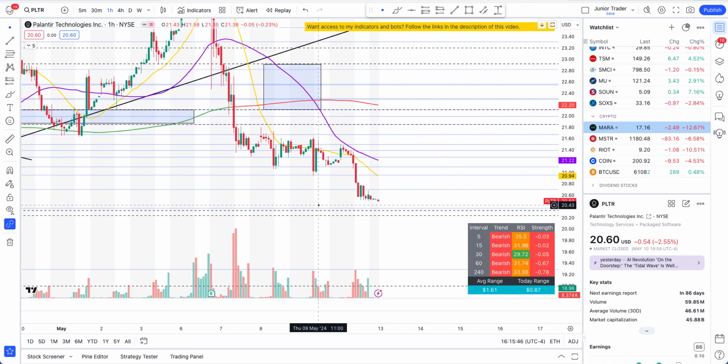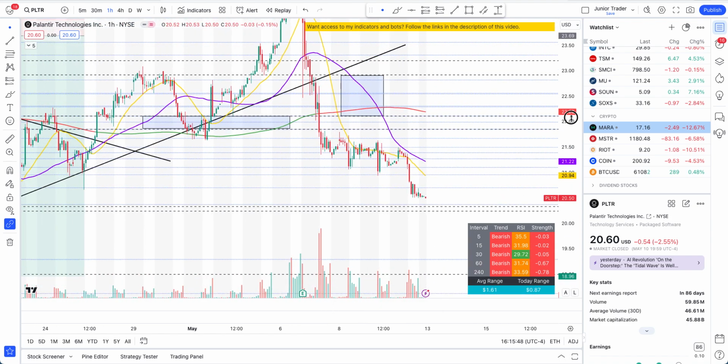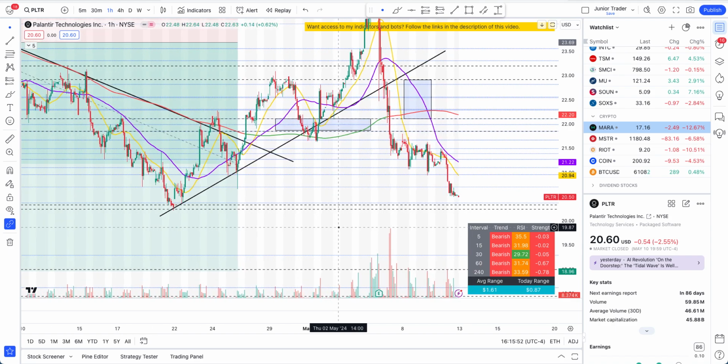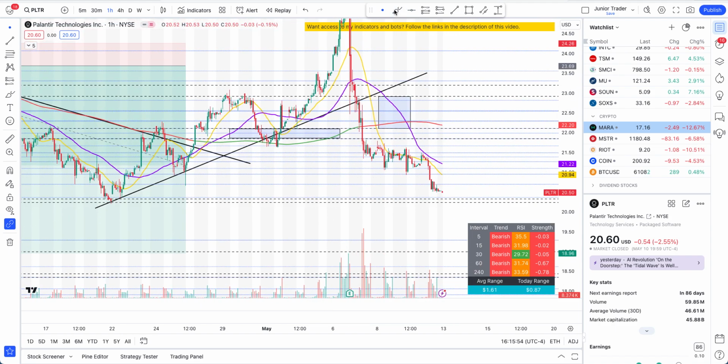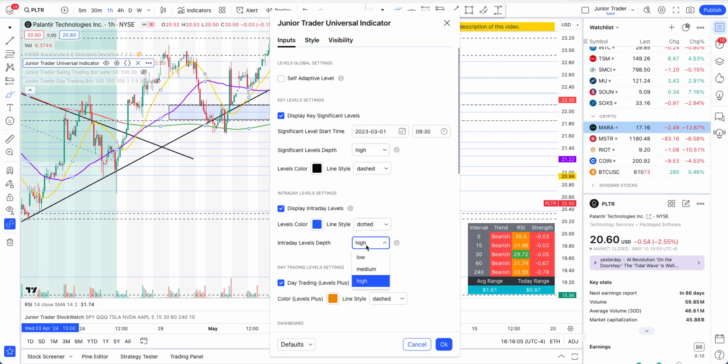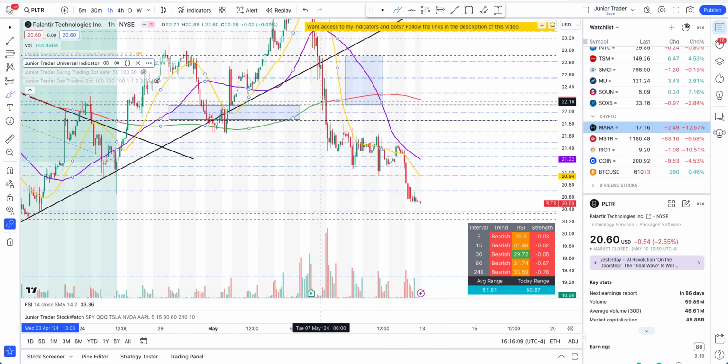All right, so what we have is the structure is still in the downtrend, guys, here. Okay, this is still lower highs, lower lows, nothing more than that. Am I seeing any structural change to the upside? No. Let me actually adjust something here on my indicator as well. Intraday depth level low. Let's go there.